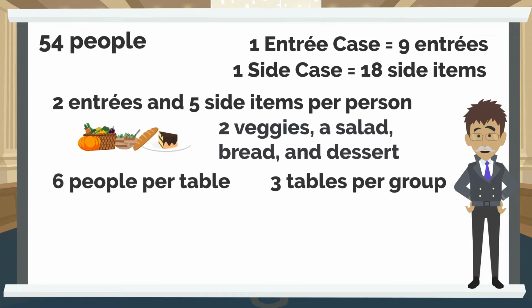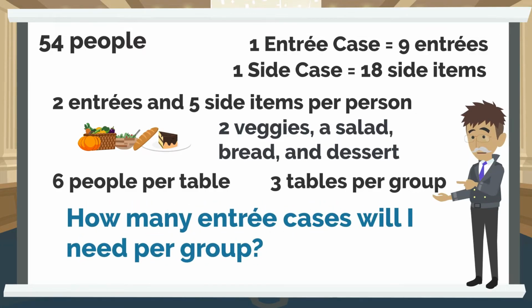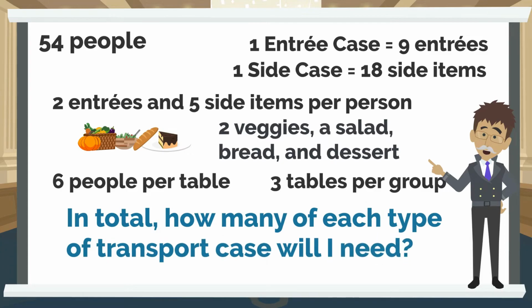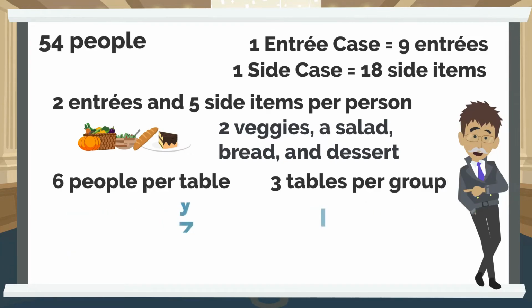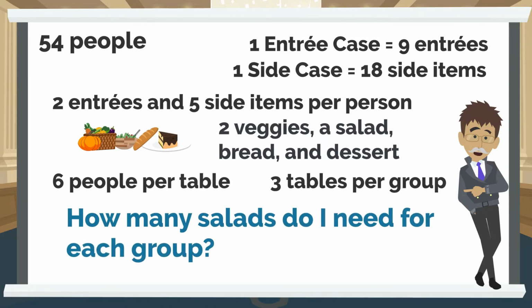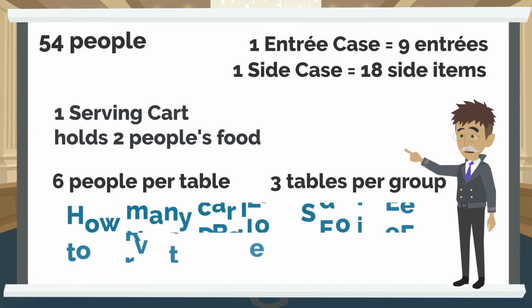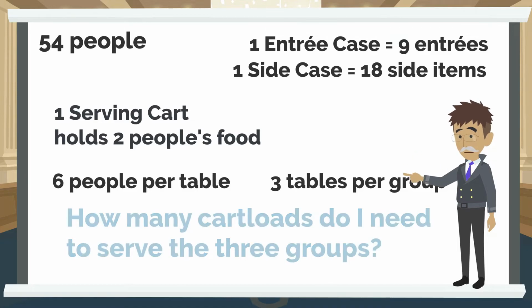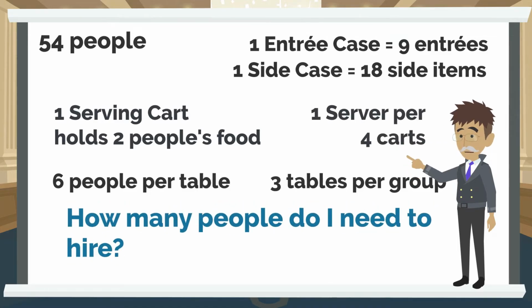Be sure to include your units so the answer makes sense. How many entree cases will I need per group? How many side item cases will I need per group? How many of each case type will I need in total? How many salads do I need per group? How many cartloads do I need to serve the 3 groups of people? I decide to hire a person to help with every 4 carts. How many people will I need to hire?